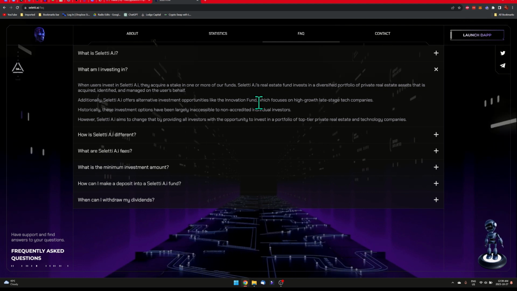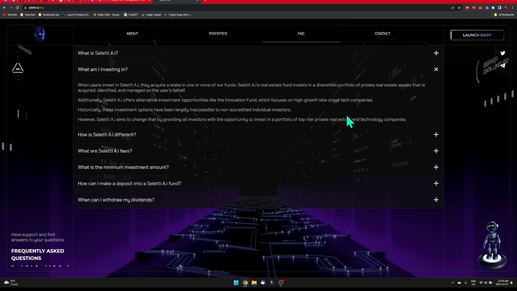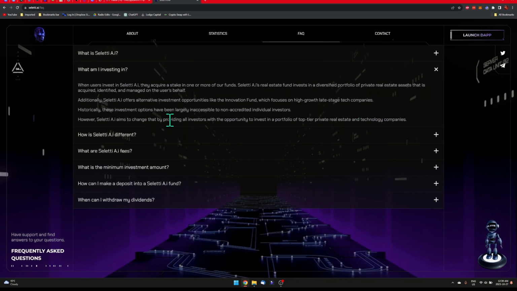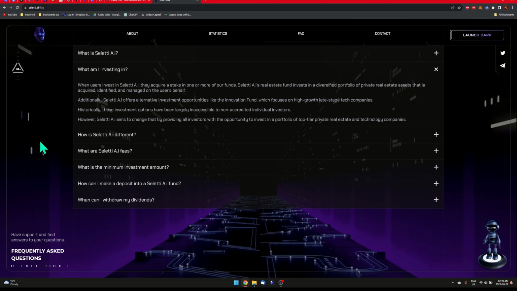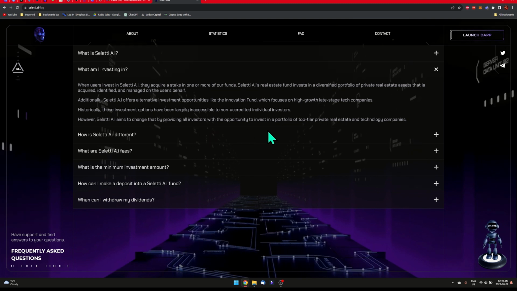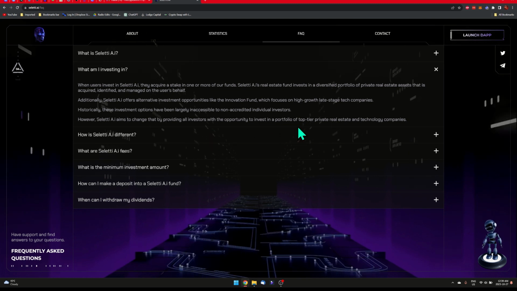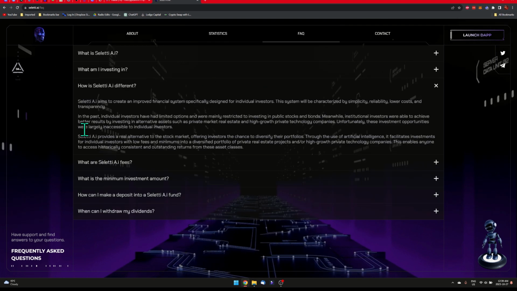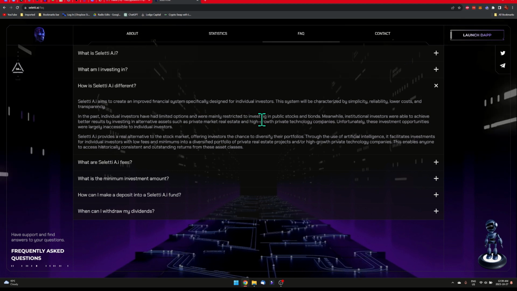Seletti.AI offers alternative investment opportunities like innovation funds, which focus on high growth, late stage tech companies. These investment options have been largely inaccessible to non-accredited individual investors. However, they aim to change that by providing all investors with the opportunity to invest in a portfolio of top-tier private real estate and technology companies. So that's pretty cool. How is Seletti.AI different? Seletti aims to create an improved financial system specifically designed for individual investors.